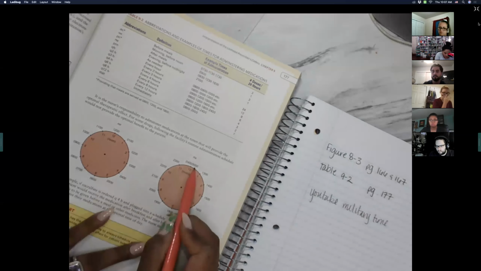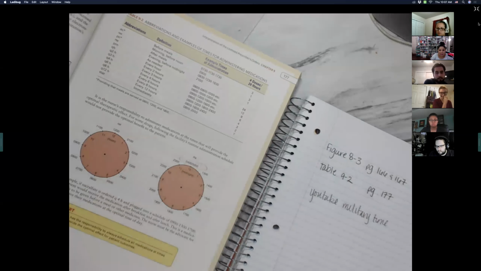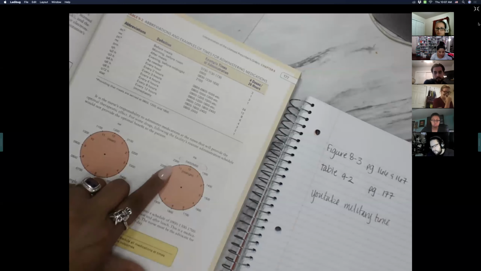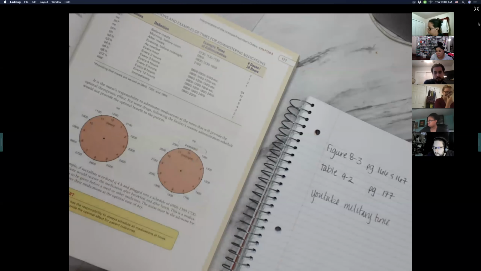And then also right here, this is a random trick question I've seen some students get on the exam. So what is the notation for midnight in military time? 0100 hours, right? Or 2400 hours.